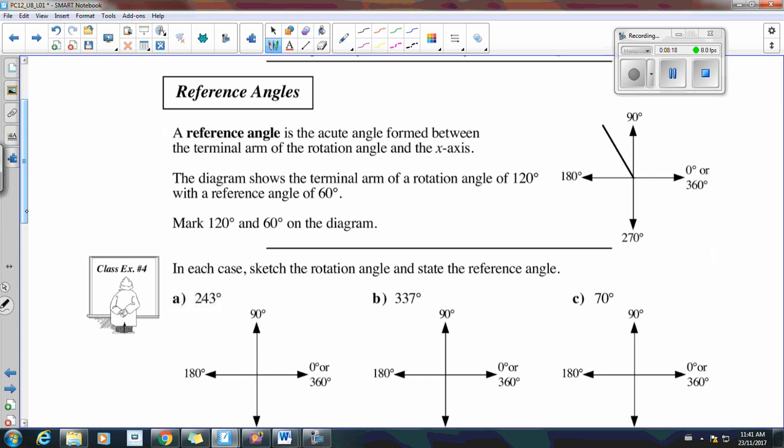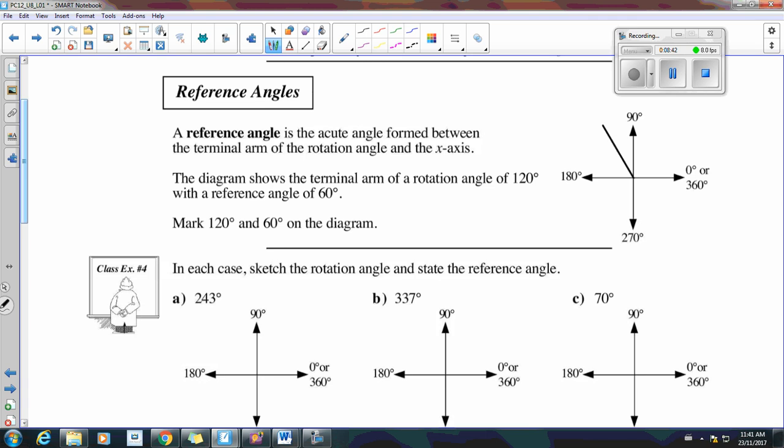Okay, the next thing we need to talk about is reference angles. And this is what we use the most in this unit. So almost every question we're going to do, we're going to be talking about the reference angle. The reference angle is the acute angle formed between the terminal arm of the rotational angle and the x-axis. So acute means less than 90. So this is always the angle between your terminal arm and the closest spot on the x-axis.